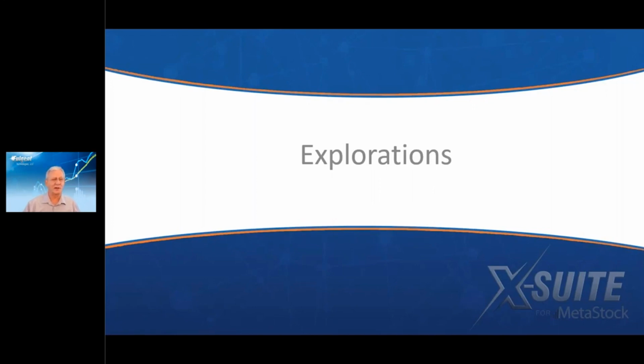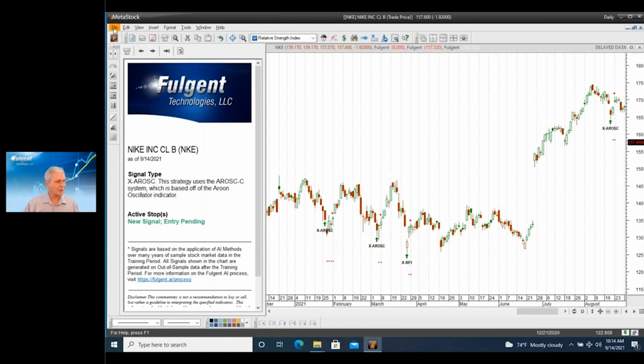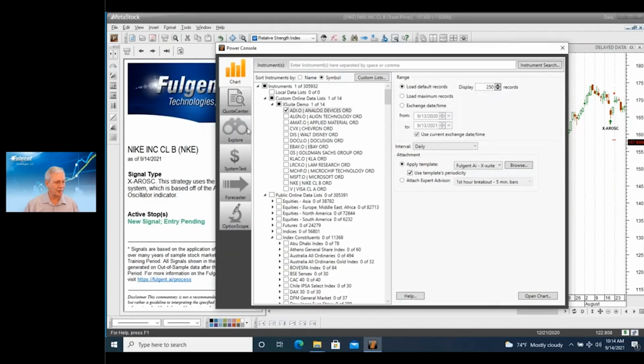So you wait a little bit, but if it's a normal market, just kind of going up and down like this, then you're looking for those reversions on individual stocks, and you're going to find a lot to look at. So let's look at the exploration feature in MetaStock. It's very powerful. I'm going back to my Power Console and going to explore.